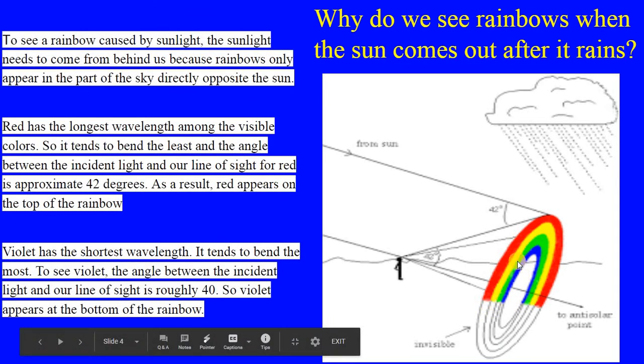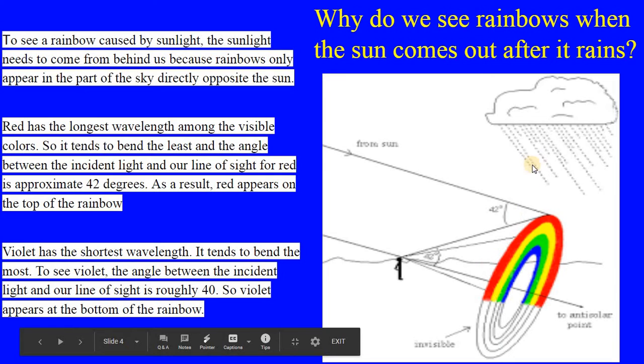Now keep in mind, a rainbow is not just this arc. It is all of this here. But we don't see this part because this is the ground here. The other part of the rainbow is underground and is not visible to us. We only see this arc here. That is the only thing that is visible to us.